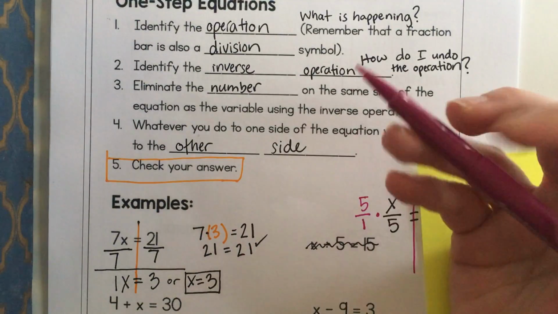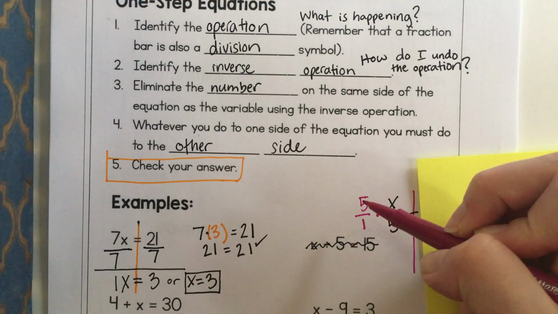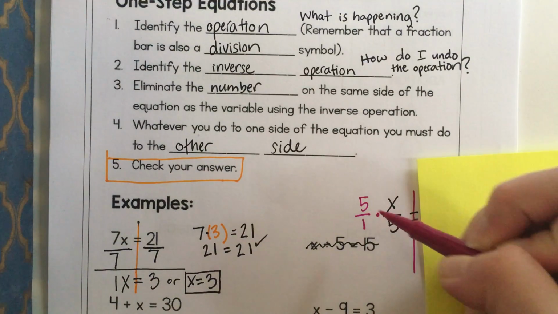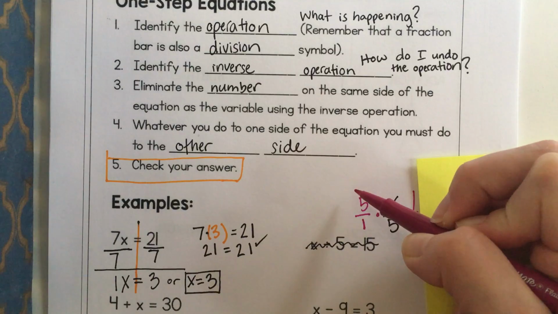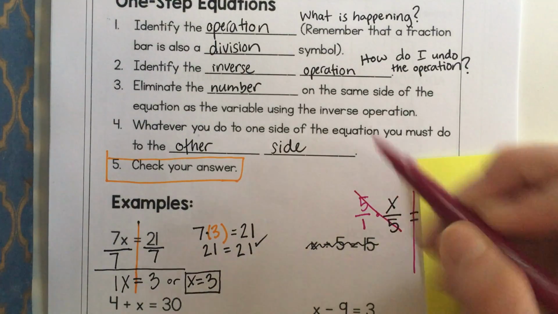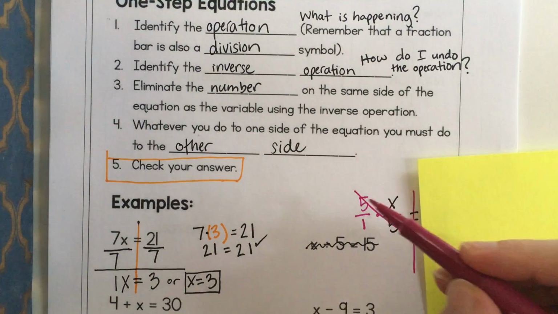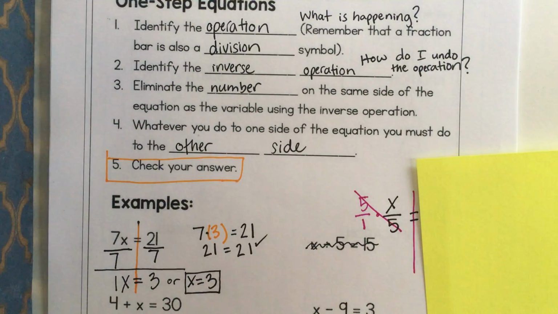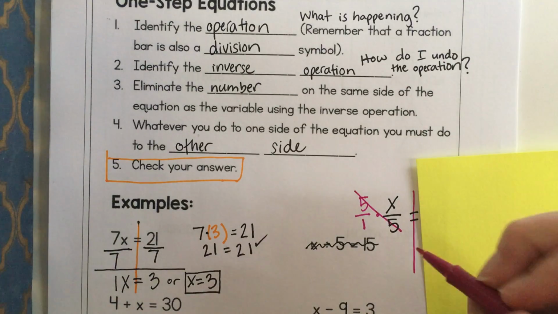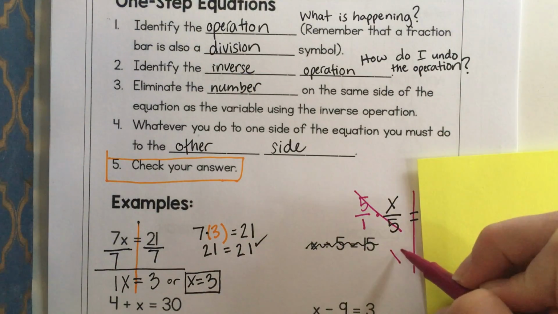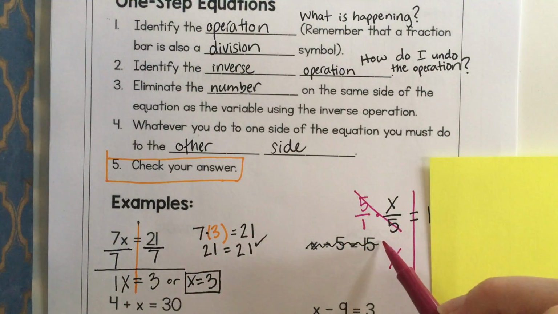And what we did over here before, so like 5 divided by 5, 5 divided by 5 is 1. That is what cancels these out. That's how I'm eliminating the number. Because 5 divided by 5 is 1. And that leaves me with simply my x value.